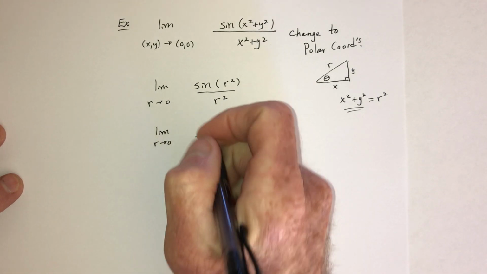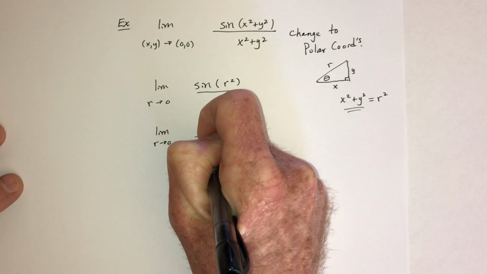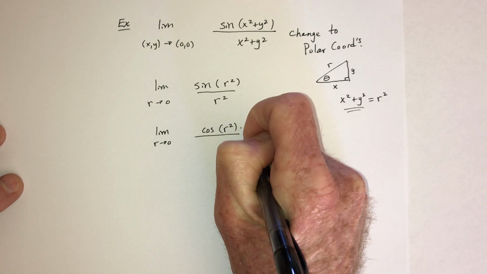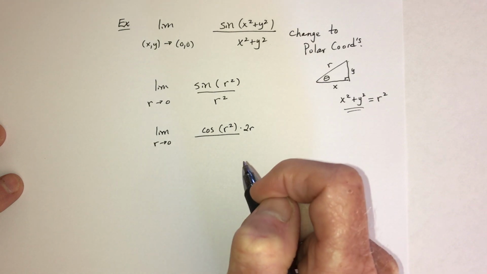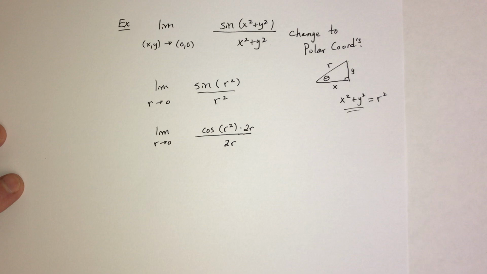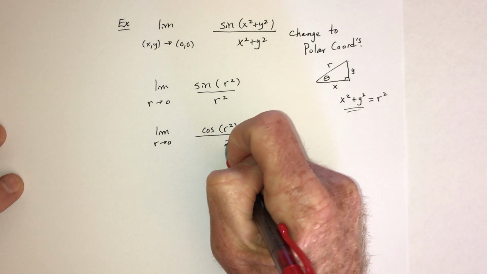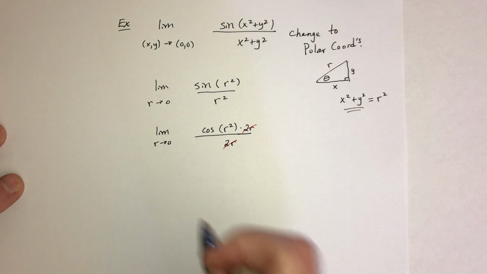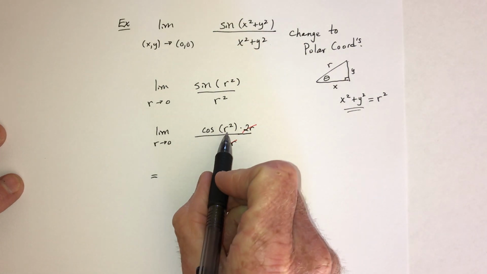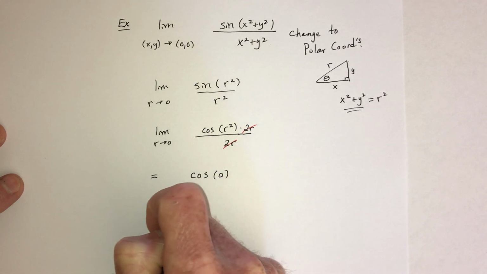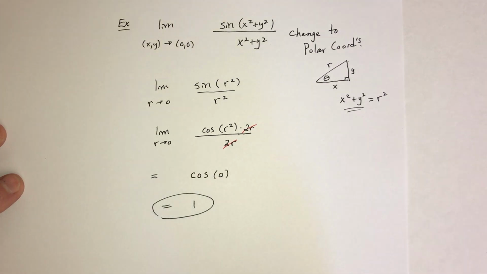So on the top, the derivative of sine, that's cosine. Now do the chain rule. The derivative of the inside would be 2r. On the bottom, the derivative of r squared would be 2r, which is a great opportunity for the red pen to come in and say those guys cancel. And then all that's left is this is becoming 0, so that means that it's cosine of 0, and cosine of 0 equals 1. Ta-da!